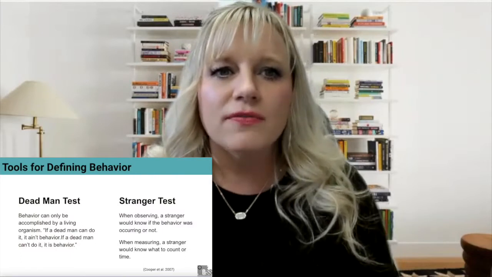Behavior is action. It's what living organisms do. The dead man's test helps make sure our focus is on the interactions between a person and their environment. Can a dead man refuse? Yes. Can a dead man be quiet? Yes. Can a dead man be off task? Yes. So those are not behaviors. Can a dead man talk? No. Can a dead man sit down? No. Can a dead man eat? Nope. So those are behaviors. If a dead man can do it, it's not a behavior.